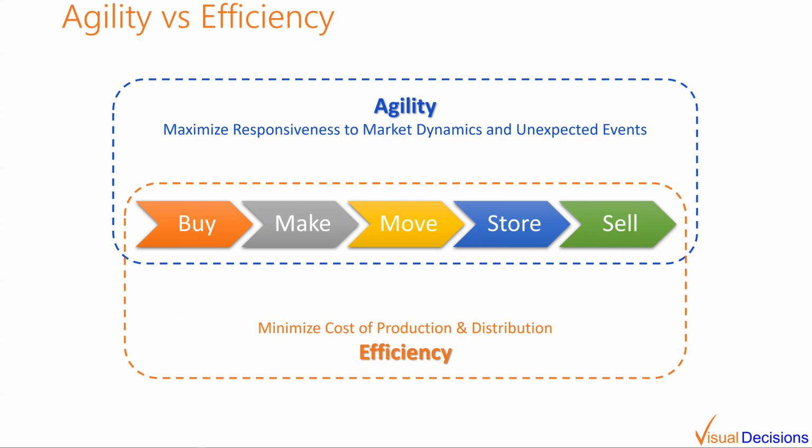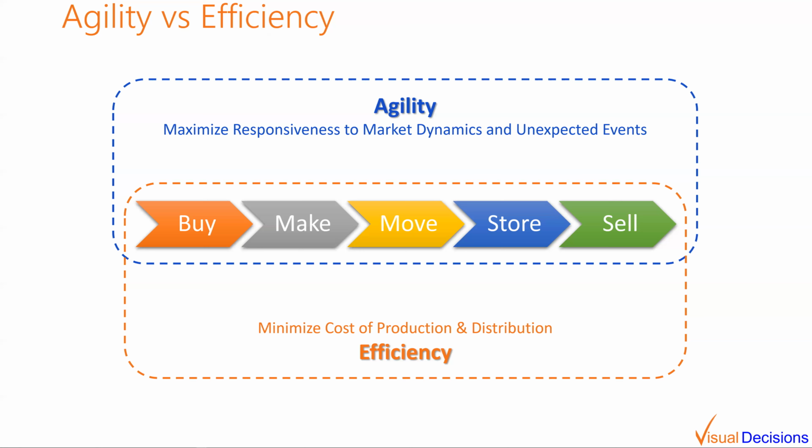There are things that we can do to maximize our agility in the face of, let's say, changing demand and being able to respond to changing demand. Well, one way that you can do that is you can carry lots of finished goods inventory. And then as demand changes, you have the inventory in place that you need to satisfy that demand. But you do that at the cost of efficiency. And so from an efficiency point of view, what we're trying to do is to minimize that cost of production and distribution so that we can obviously lower our costs and be more profitable as a business.